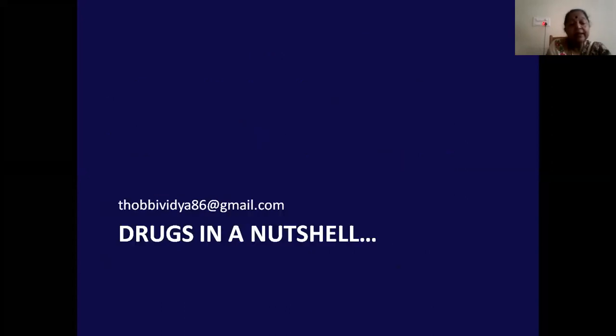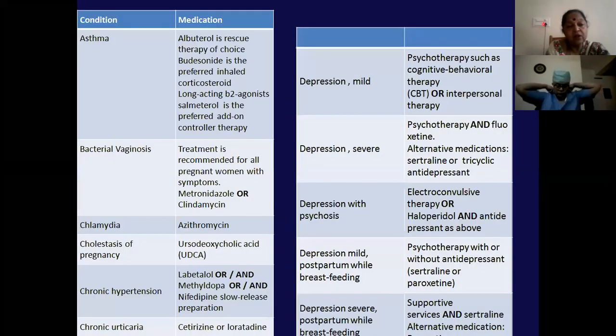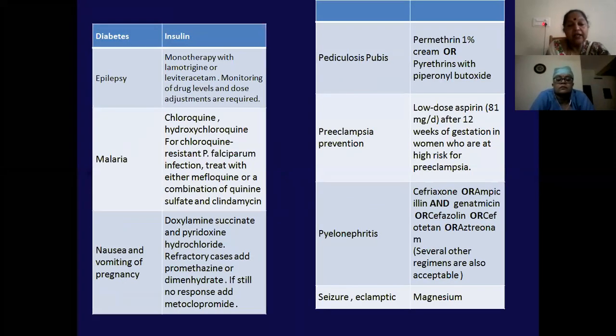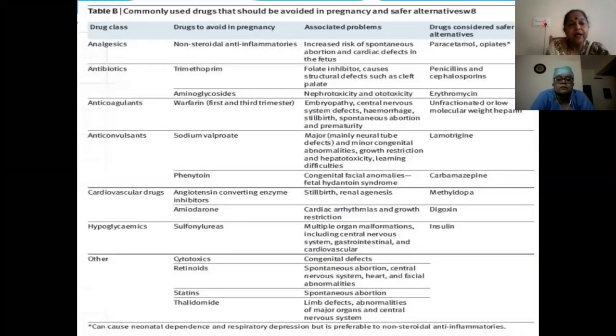This is my mail ID, and I invite queries, because 2 hours was an exhaustive talk. Any queries about any drugs, you can mail me, and I can answer them. These are the various drugs in a nutshell. All the drugs I have given for asthma, infections, and depression, what medication is to be preferred, right from A, B, C, D, it is arranged. And you can have the first line and second line of drugs. So I will quickly wind up. And these are the commonly used drugs which I have again compiled and given.